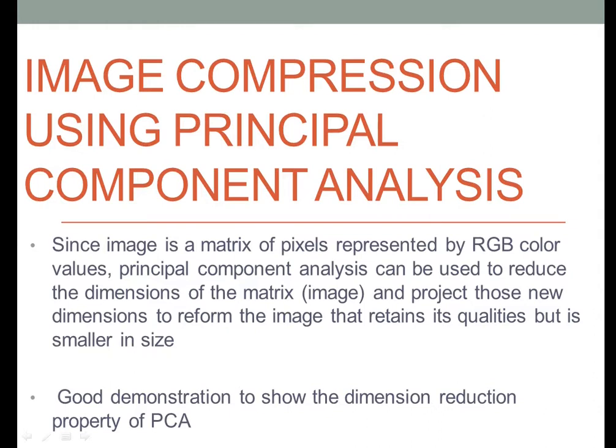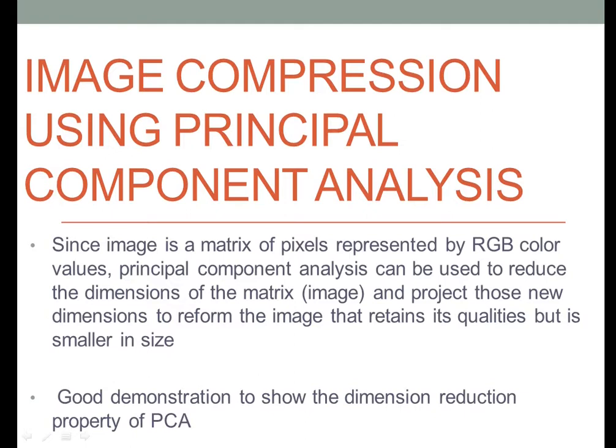Today I'll be showing you how to do image compression in R, using the principal component analysis technique. This is going to be a very good demonstration to show the dimension reduction property of principal component analysis. Since any image is basically a matrix that is represented by the RGB color, principal component analysis can be used to reduce the dimensions, to produce new images that will retain the same qualities but in smaller size.